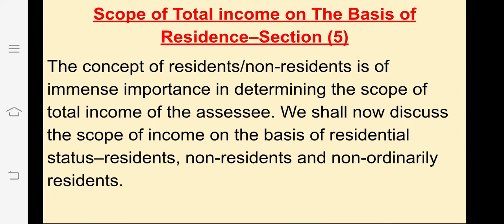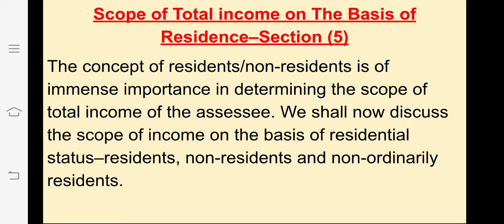The basic rule for determining the residential status of an assessee is that residential status is determined for each category of persons separately. It is always determined for the previous year because we have to determine the total income of the previous year only. It may change from year to year, because a resident of India in the previous year 2017-18 may become a non-resident in the previous year 2018-19.